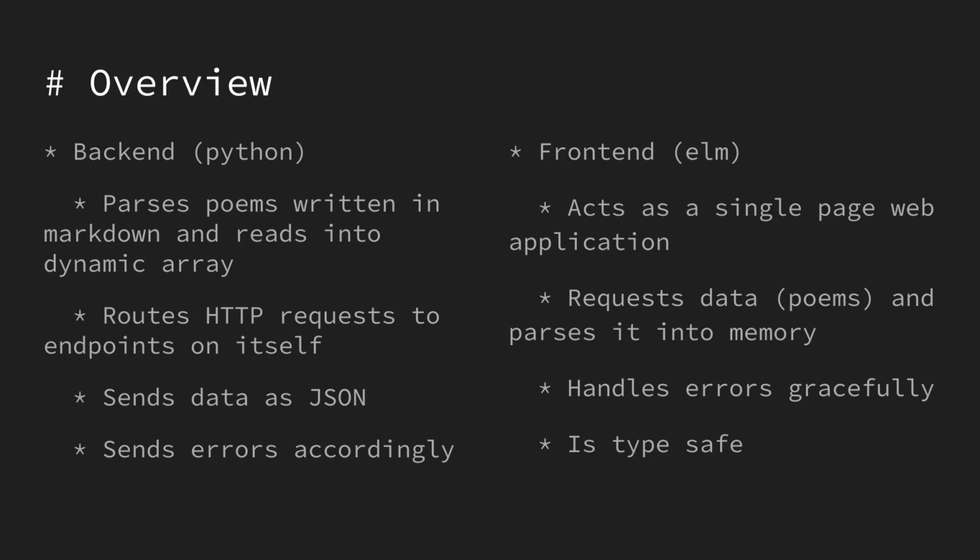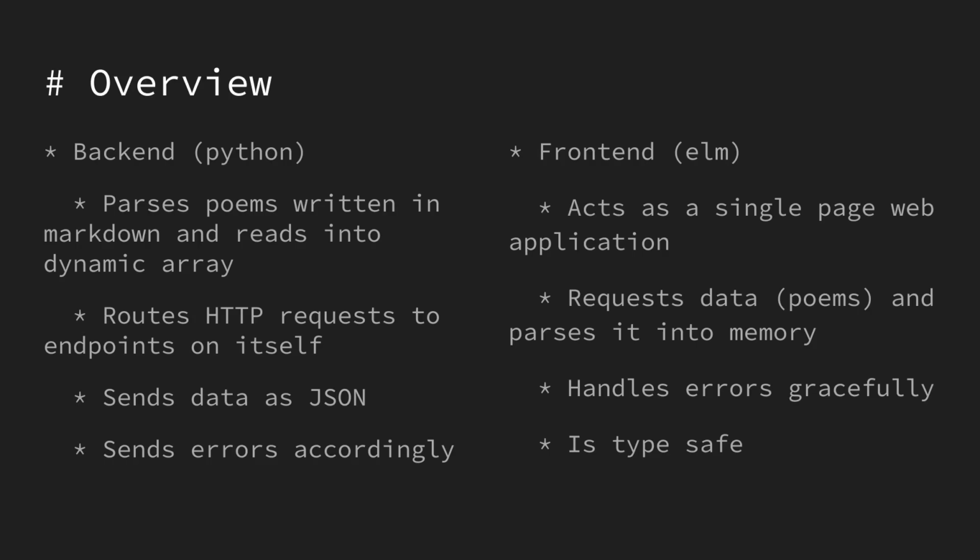The front end, written in Elm, acts as a single-page web application, meaning that it does not require a page reload when you load in new HTML, as opposed to a normal web page. It requests data, in this case poems, and it parses the poems, which will be JSON encoded from the backend, into its own memory. So we have a little symbiotic relationship between the two programs. They're two completely separate programs, and they stand alone from each other, but they will not run properly without the other one.